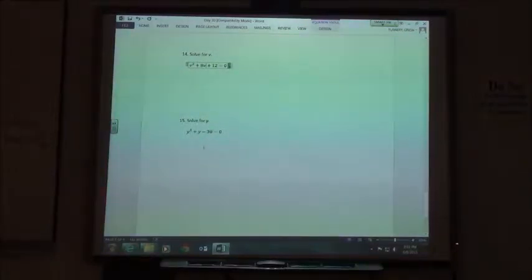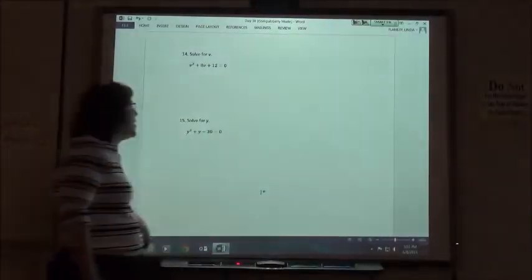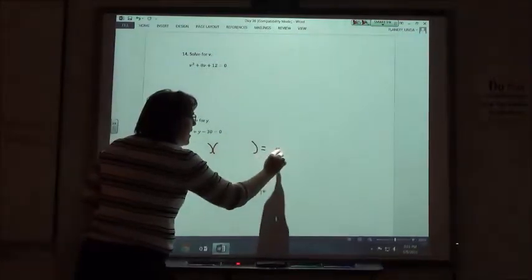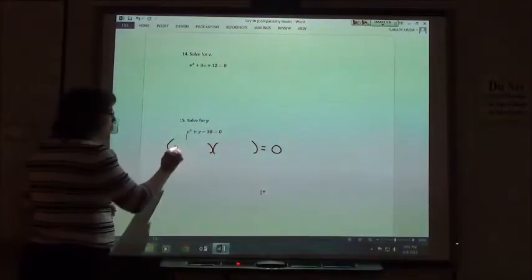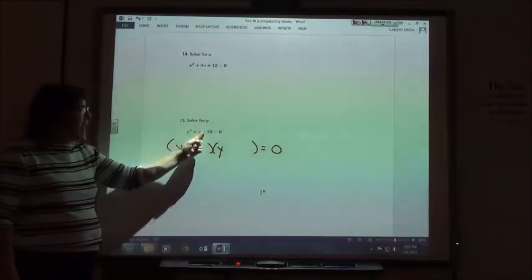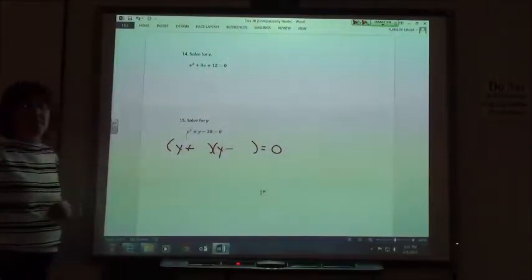There we go. One last one, solving for y. Again, we have the quadratic expression. It's set equal to 0. I'm going to solve by factoring it out. Factors of y squared, y times y. My signs, since the end is a negative, I've got one of each. A positive times a negative is a negative.